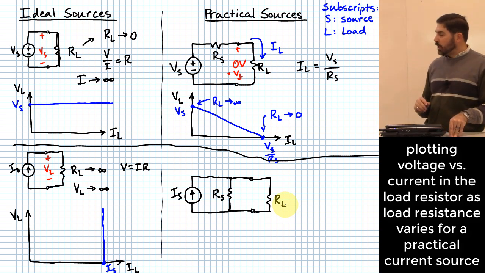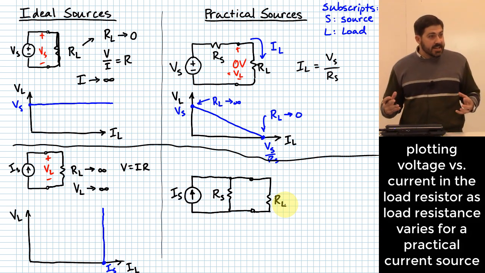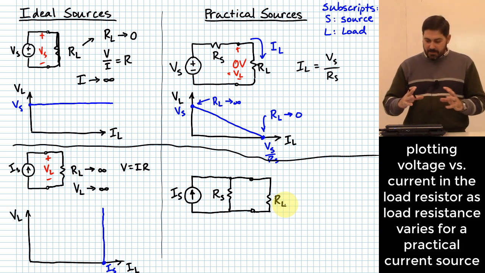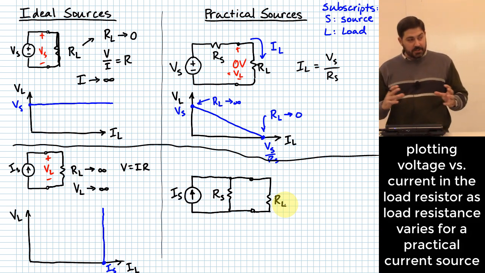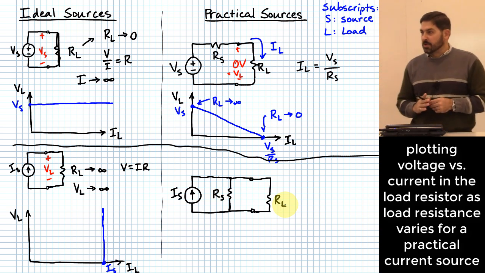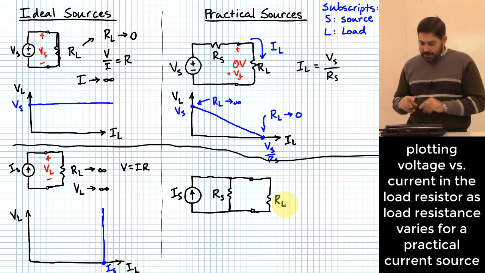Okay. By the way, when I use the word load, what we're talking about is typically a device that needs energy, right? So the circuit is doing something and it would like to deliver energy, power to that load resistance, right? So this is how a practical current source is built.